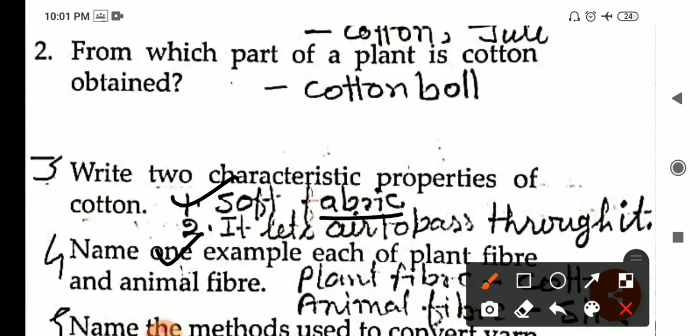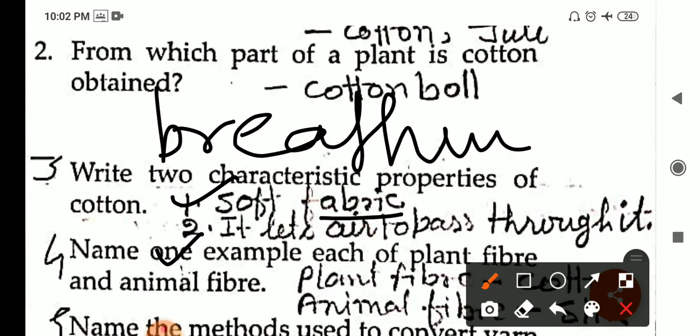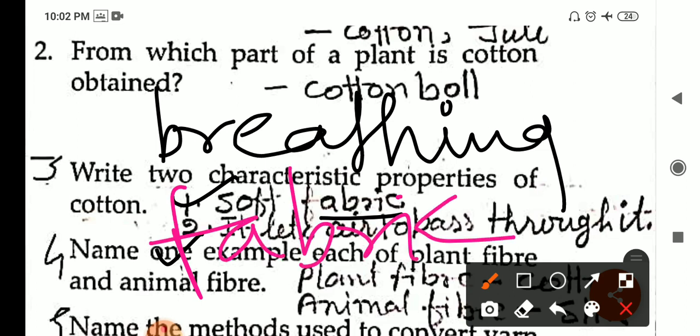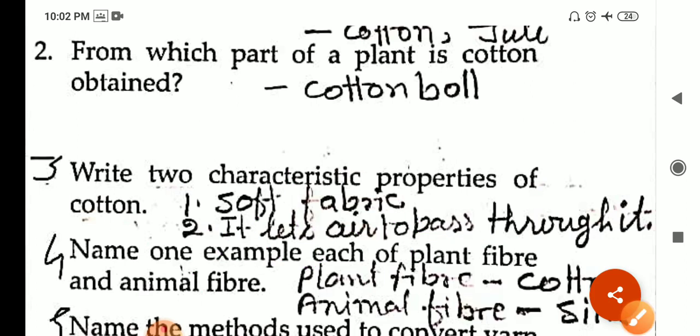Then next, it lets air pass through it. Air can pass through the cotton fabric, or through the cotton fiber. That's why it is also called the breathing fabric. Right? If a question comes in this form, why is it called breathing fabric, then you can simply answer because it lets air pass through it. That's why it is called the breathing fabric, and that's why it is used in the summers.